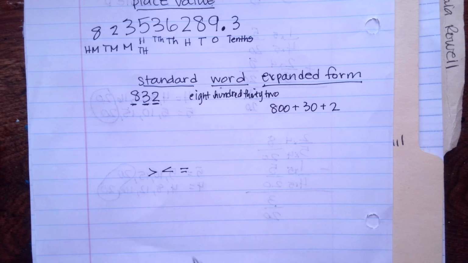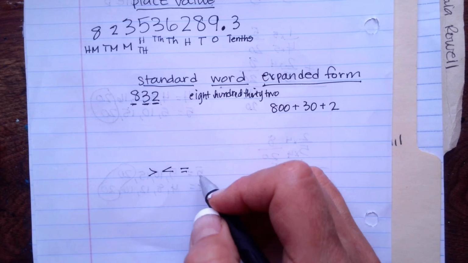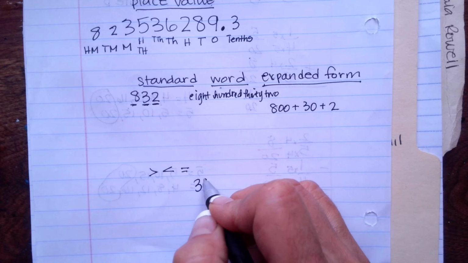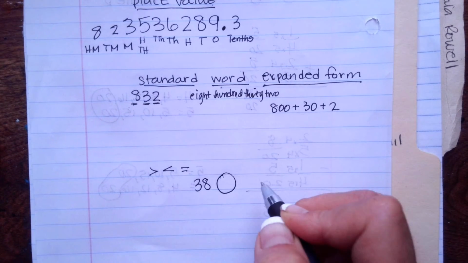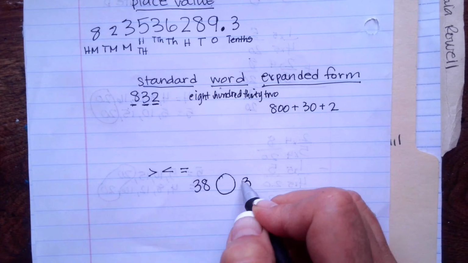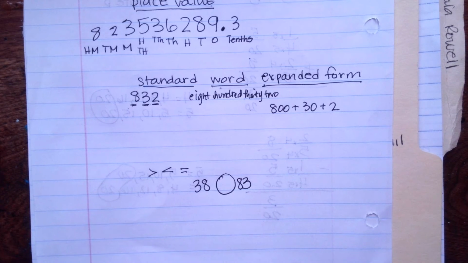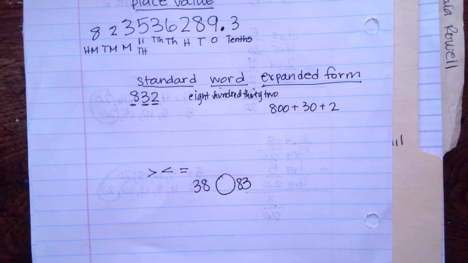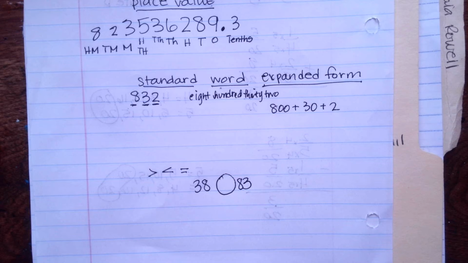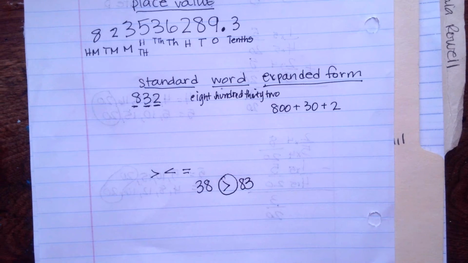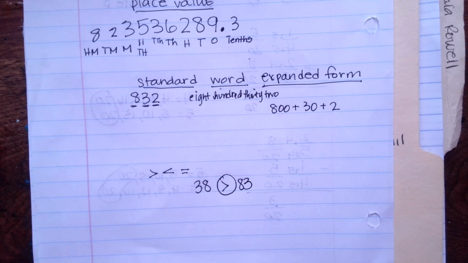Okay. And then greater than, less than, and equal to. So they'll give you two numbers. They'll do a circle. And then they'll say, is 38 less than, greater than, or equal to 83? And so you're going to say less than. So those are generally the three things that they start with at the beginning of the school year.